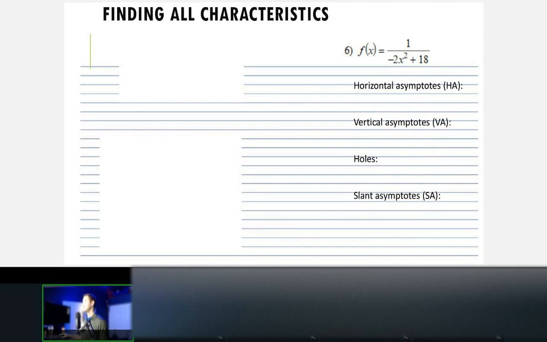All right, what is the HA for this problem? What is the HA? Very good. Y equals 0. Yeah, this is bottom heavy, so all bottom heavies are HAs. Y equals 0. Very good.